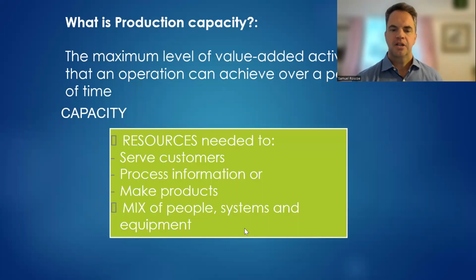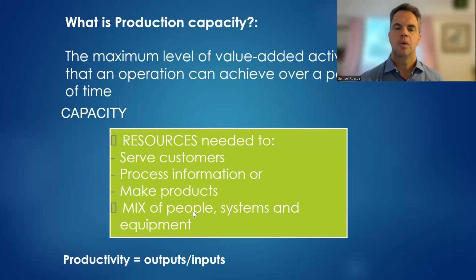So when we look at production capacity, we have to look at the resources that we have available to serve our customers and make our products, and the mix of our people, our systems, and our equipment. And that all feeds into our capacity. When we look at productivity, we're looking at the amount of outputs divided by the inputs coming into our process. Productivity would translate here into the output rate or throughput rate that we've discussed in previous lectures.